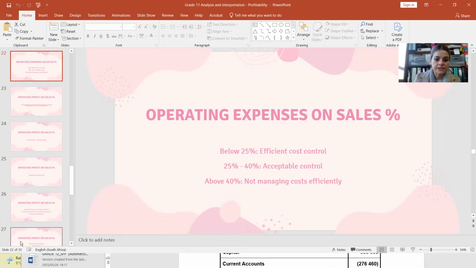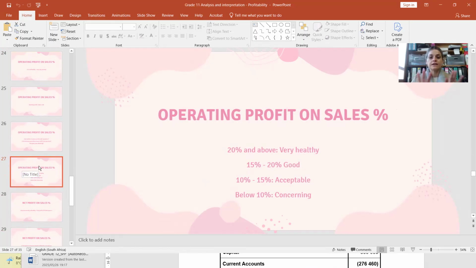We were looking at the operating profit on sales. We are looking at, okay, how much do I have left of my sales? So I want to have a lot of profits left at year end. So that's why the higher, the better. But we're looking at about 20% for a very good percentage. So this is very healthy.